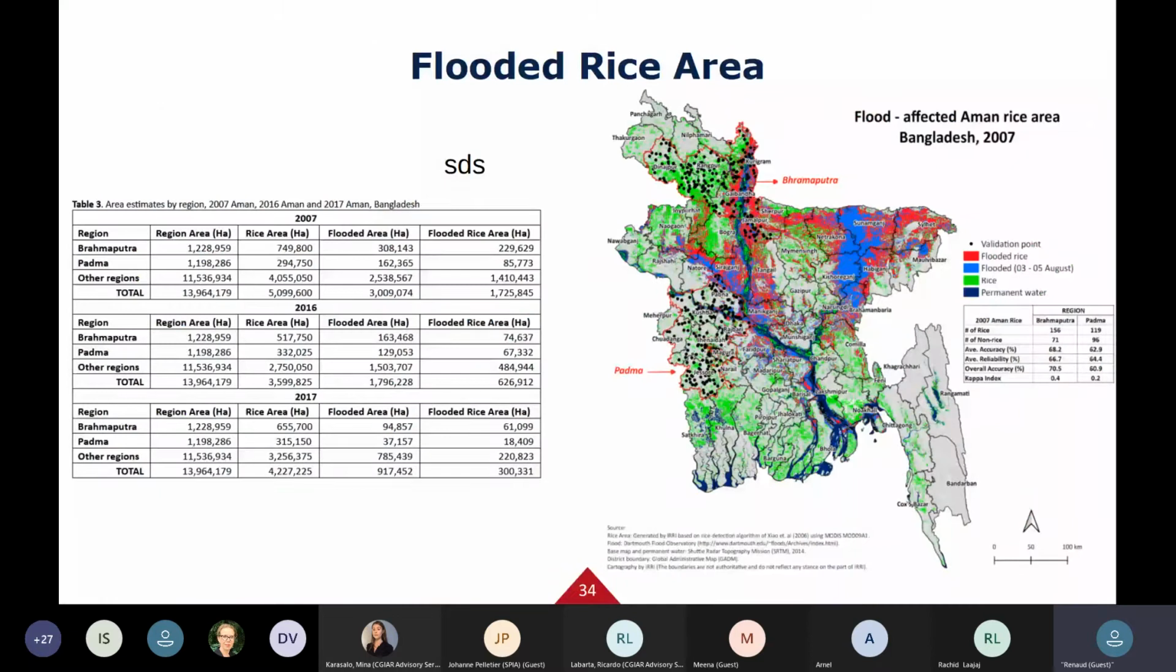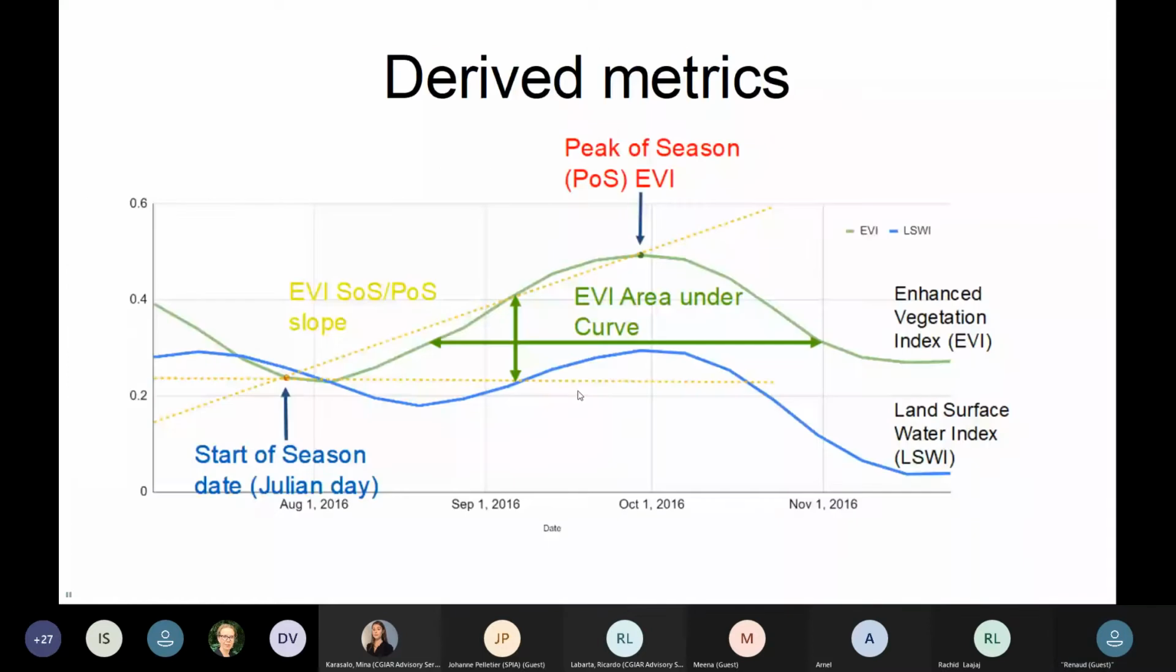This is the result we had on the flooded rice area. So we overlaid the rice area on the flooded area, and identified in the table on the left the proportion of rice area, of flooded area, and of flooded rice area. Important to note that there is a decreasing trend of flooded rice area across our data sets from 2007 to 2017, which is quite obvious.